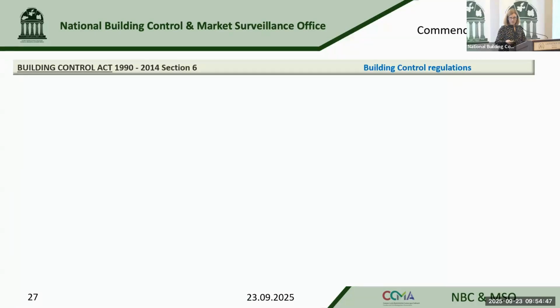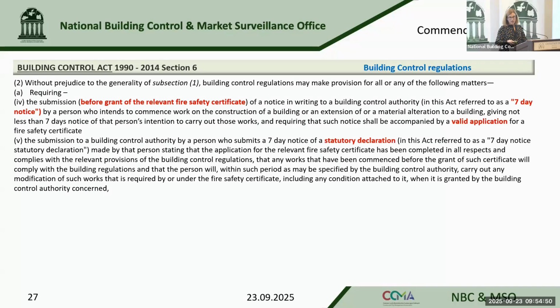So moving on then, the building control regulations. The 7-day notice, as I referred to, says that you can submit before the grant of a relevant fire safety certificate. So you have applied for your fire safety certificate, and the two extra points here are that you must have a valid application for the fire safety certificate and you must submit the statutory declaration. So they're the two additional parts when you're submitting a 7-day notice. The timelines, again, 7 days, the clue is in the name, rather than your 14 to 28 days. So it's any time after 7 days.